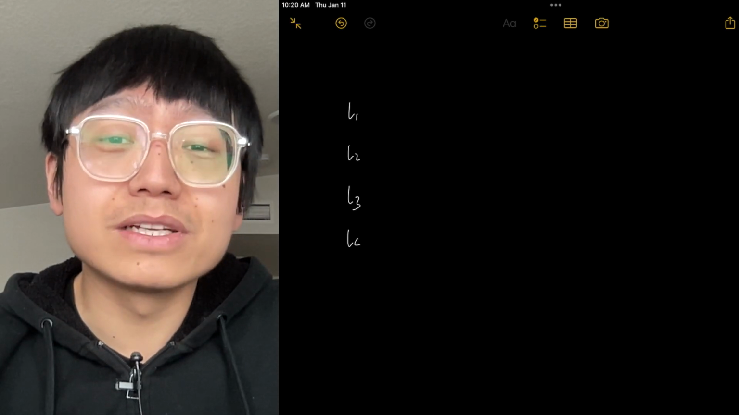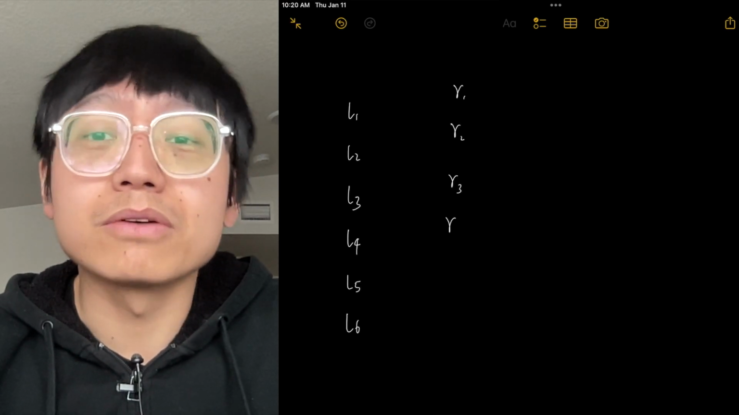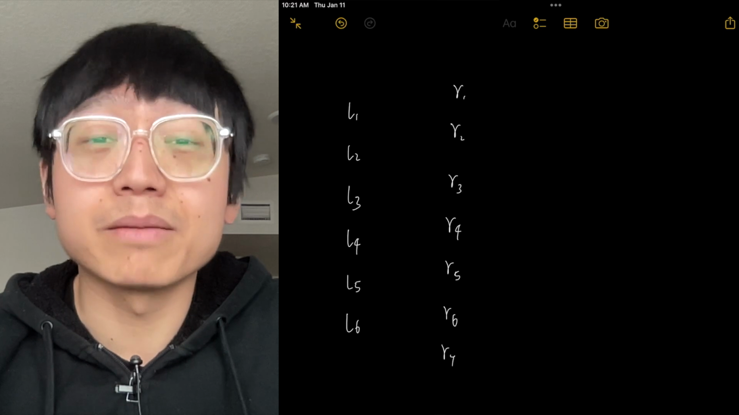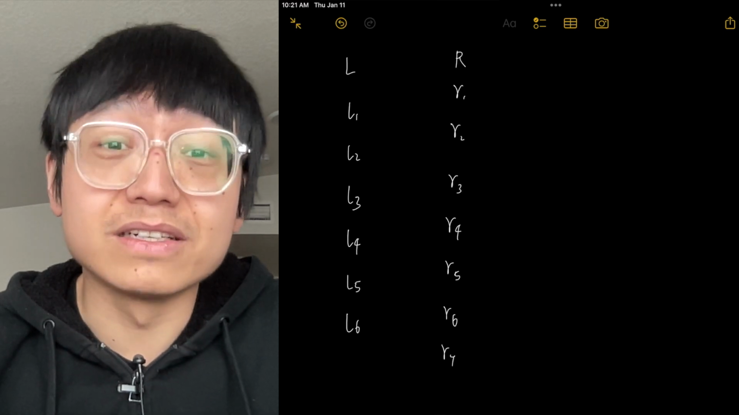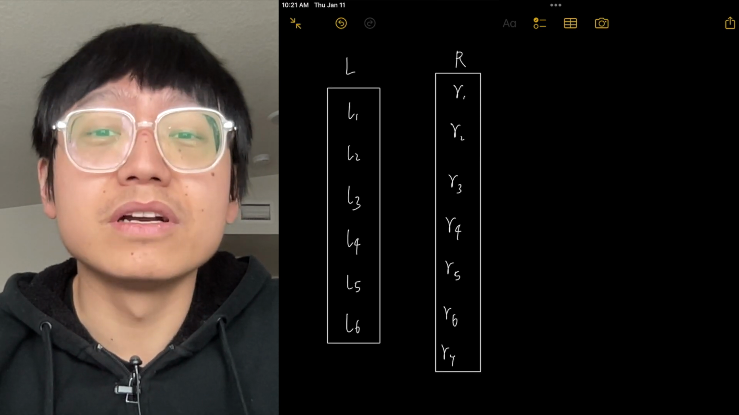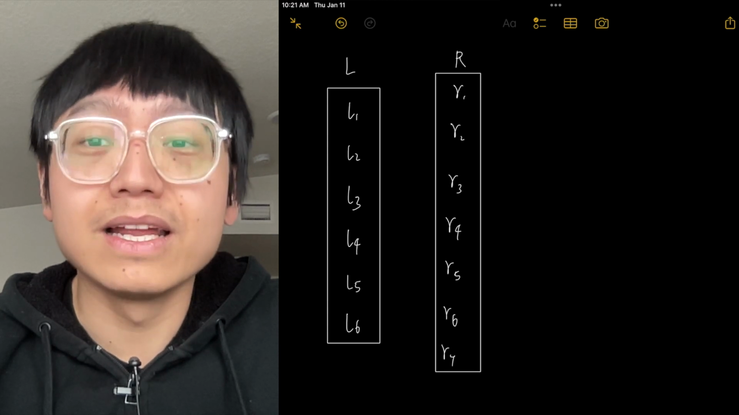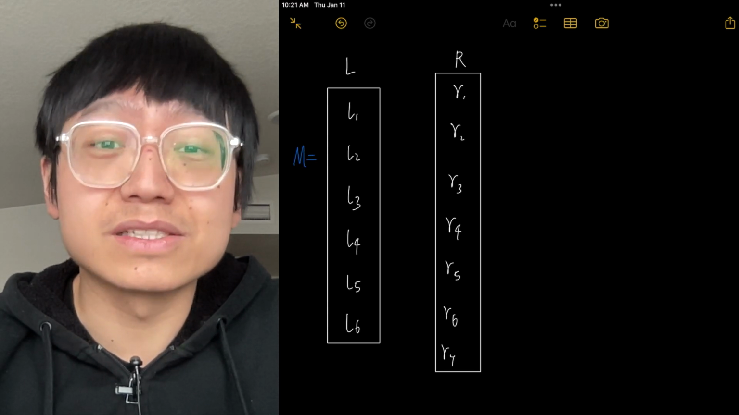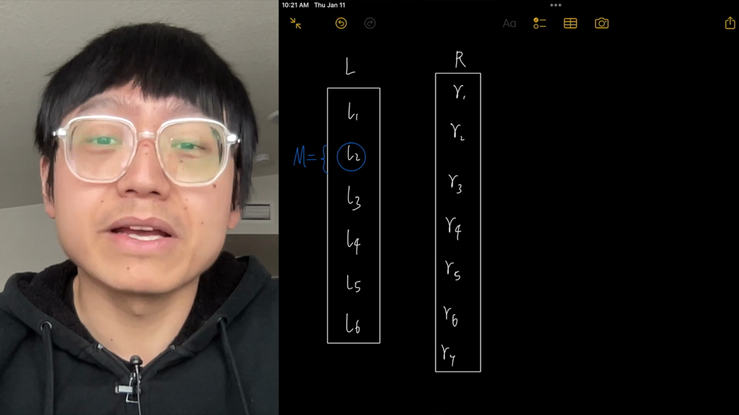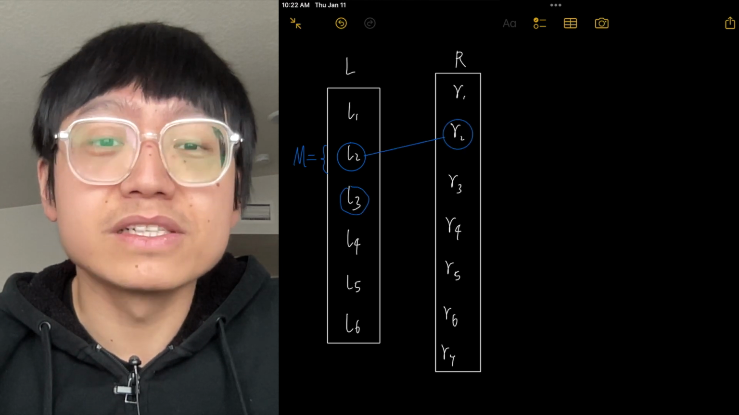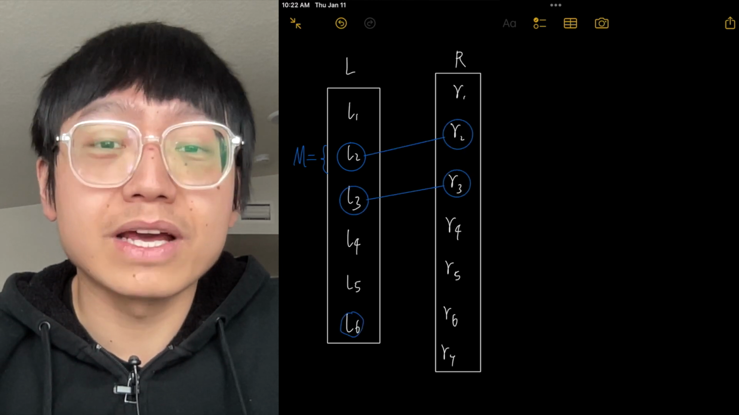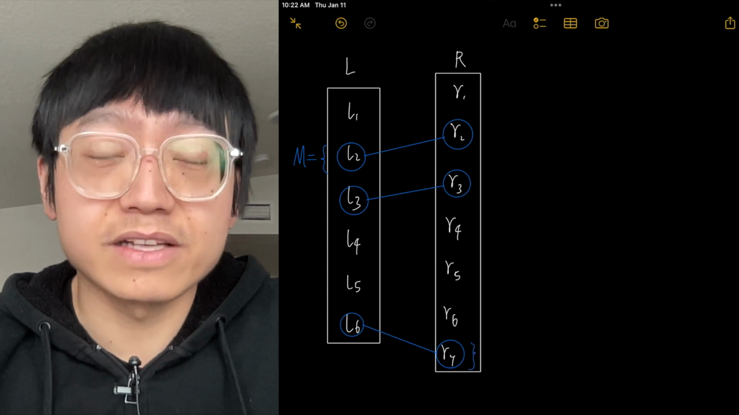Let's try to illustrate an example of the lemma about an M-augmenting path in a bipartite graph. Let's consider a bipartite graph G with vertex sets L and R and a matching M within this graph. Suppose the current matching M includes the edges (L2, R2), (L3, R3), and (L6, R7).